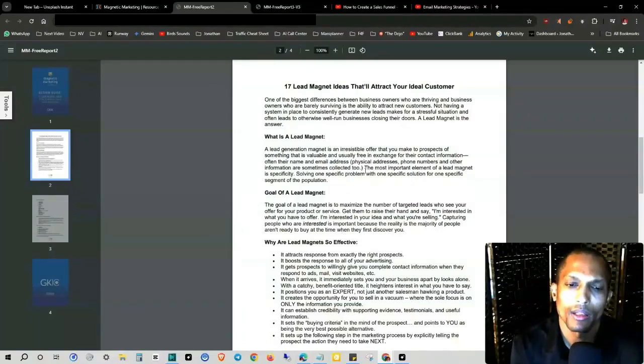The goal of a lead magnet is to maximize the number of targeted leads who see your offer for your product or service. Get them to raise their hand and say, I'm interested in what you have to offer. I'm interested in your idea and what you're selling. Capturing people who are interested is important because the reality is the majority of people aren't ready to buy at the time when they first discover you.